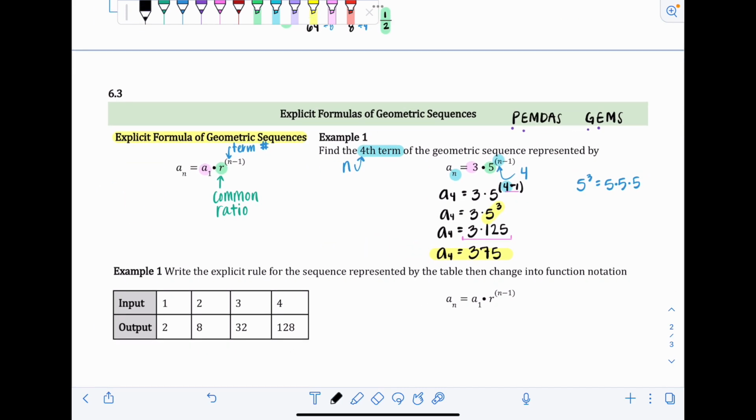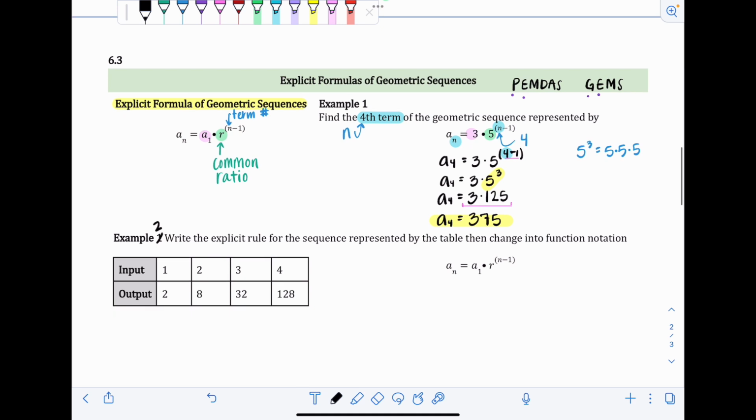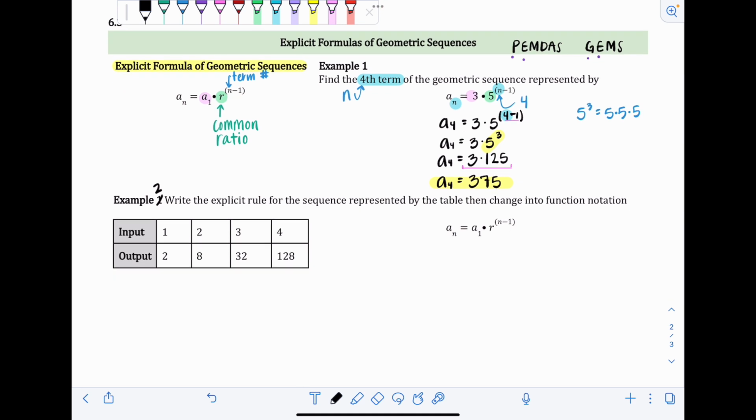Okay, so moving on to example 2. I don't know why I wrote example 1 again right here, but this is example 2. Example 2: write the explicit rule for the sequence represented by the table and then change it into function notation. So we have our formula here. It's AN equals A1 times R raised to the n minus 1. So for our explicit rule, we have to find 2 things. We have to find A1 and we have to find R.